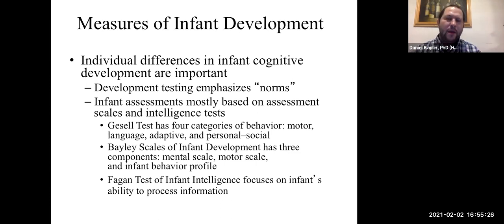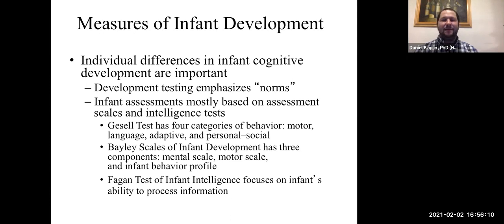You don't test them. But as cute as that answer is, there are times when you might need to assess an infant's cognitive ability. For example, if, as we talked about in an earlier lecture, a child was exposed to drugs, they might have cognitive impairments, some head trauma, they might have cognitive impairments. So you might want to have some assessment. So here it is. Here are 3 examples of assessment scales and intelligence tests. So the Gessel test has 4 categories of functioning: motor ability, language ability, adaptive functioning, and personal and social abilities.